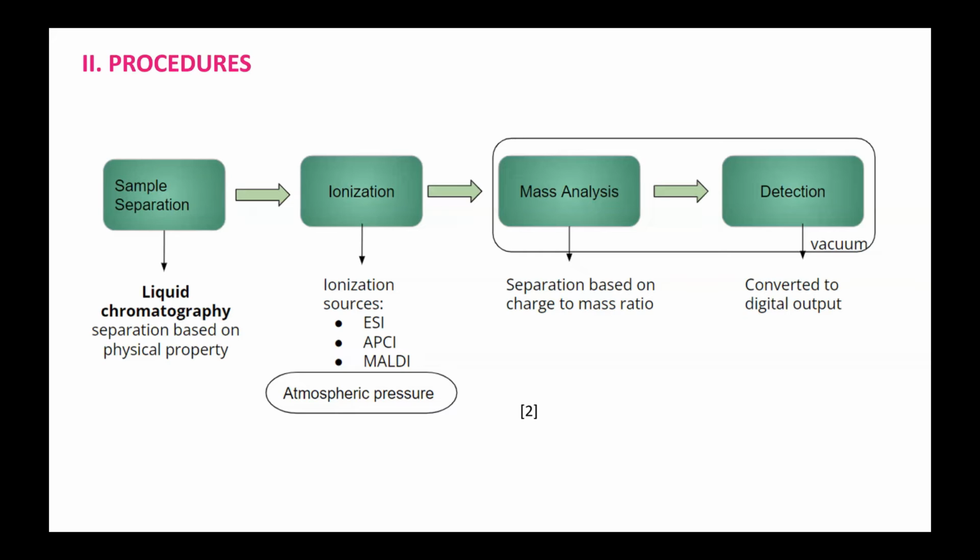After the ionization process, ions are sent to the mass analyzer where they are separated based on their charge-to-mass ratios. This separation can be done using electric and magnetic fields or based on the velocity of ions, like in time of flight, so TOF mass analyzer. Afterwards, outputs are sent to the detector and converted to a digital output. The last two sections take place in a vacuum for most of the devices in order to prevent collisions with air particles.